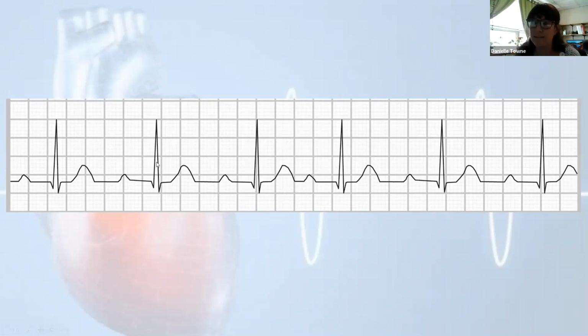But our QRS complex is nice and narrow. So what do we have when we have a consistently prolonged PR interval with every beat? Now this is just our straight first degree heart block.